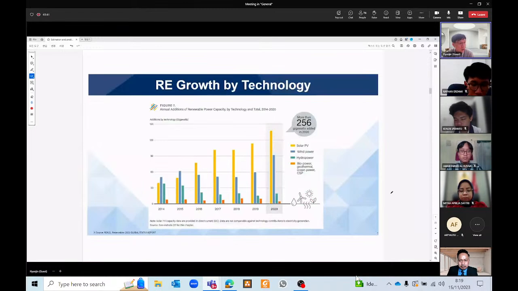So I mentioned that hydropower is a traditionally important renewable. As I said, it's inexpensive and proven. However, its environmental impact is huge. Therefore, these days, installing hydropower is not easy. So other types of renewables, such as solar PV and wind power, are increasing more. You see, solar PV is the yellow, the most recent installation, and next is wind. These two, solar and wind, are the two major renewables.